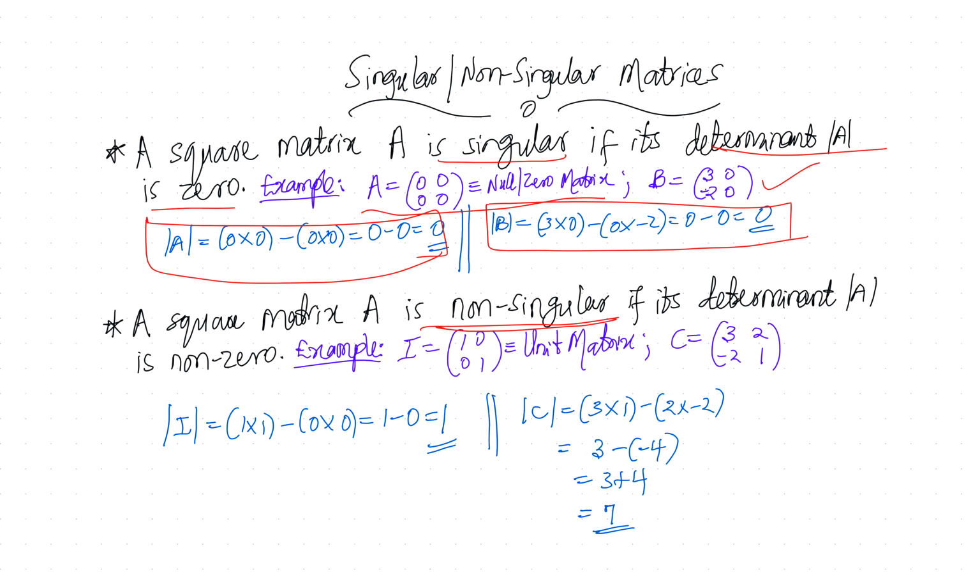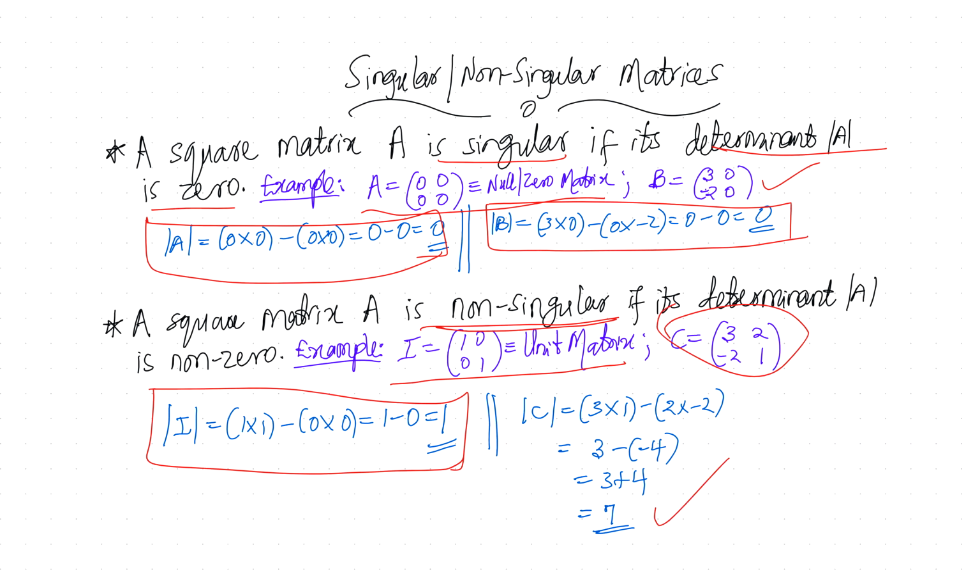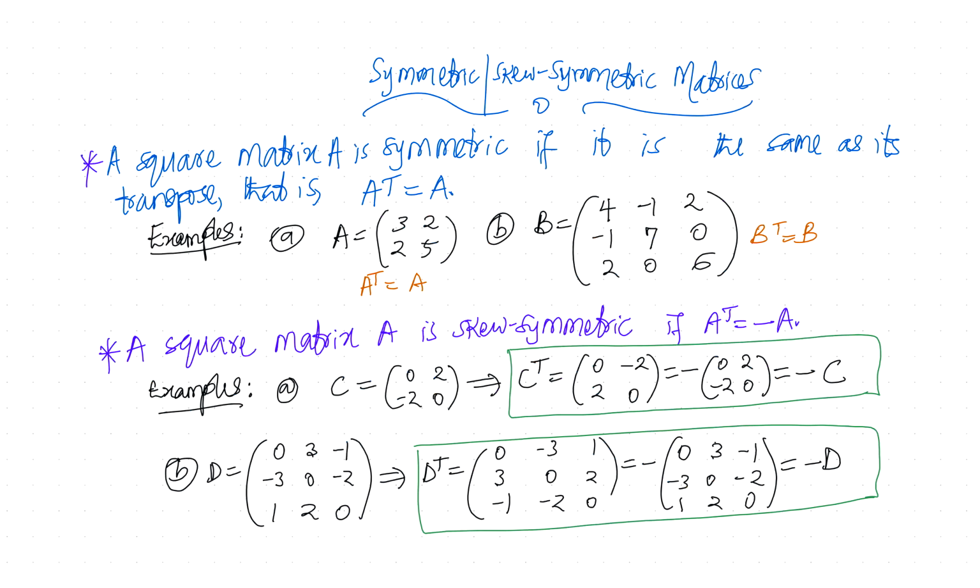So the unit matrix, 1, 0, 0, 1, or any other unit matrix for that matter, has a determinant of 1, and because of that, you can say that a unit matrix is non-singular. In the same way, if you have this matrix C, 3, 2, minus 2, 1, the determinant, 3 times 1 minus 2 times minus 2, ends up giving you 7. So that means that matrix C is a non-singular matrix because the determinant is non-zero. Very important. And then I go to the next set, talking about symmetric and skew symmetric matrices.